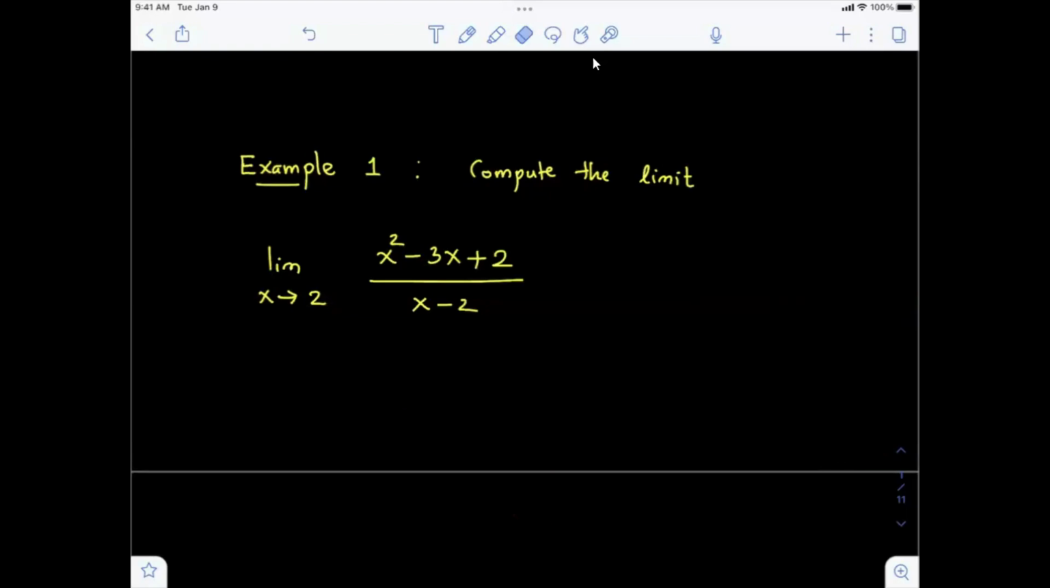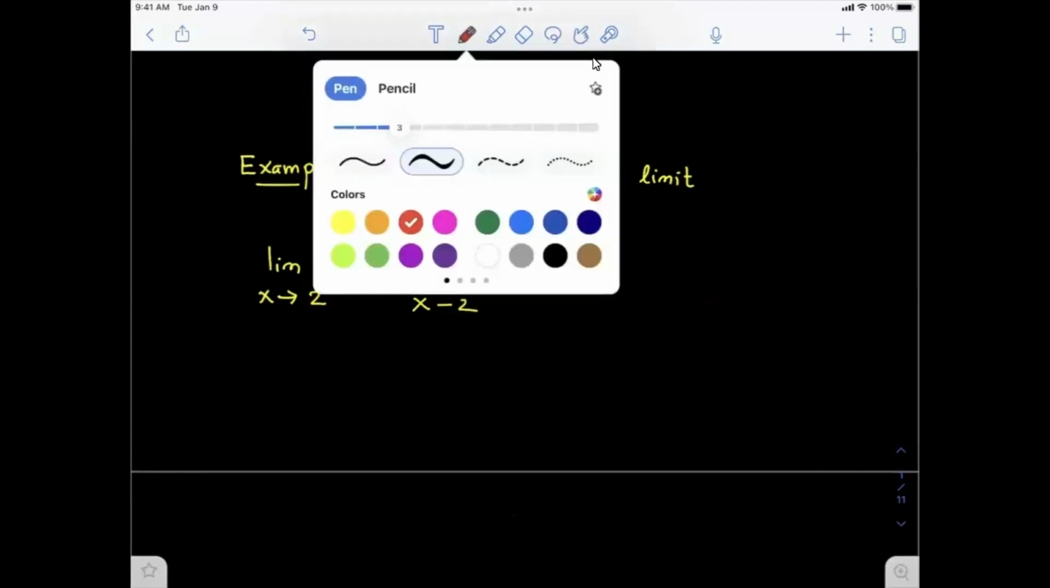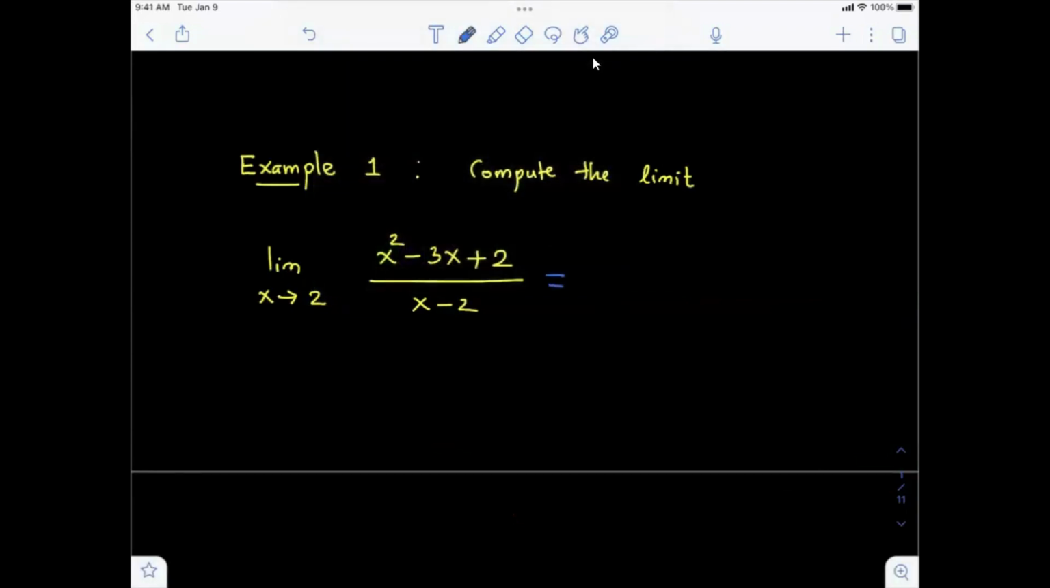If you directly plug in, you're going to end up getting 0 over 0. Instead of doing that, this is what I'm going to do. I'm going to simplify this first. First of all, I'm going to hold this limit computation until the next step. And I'm going to do a simplification so that I can get rid of a bad factor, which brings both the numerator and the denominator to 0 together.